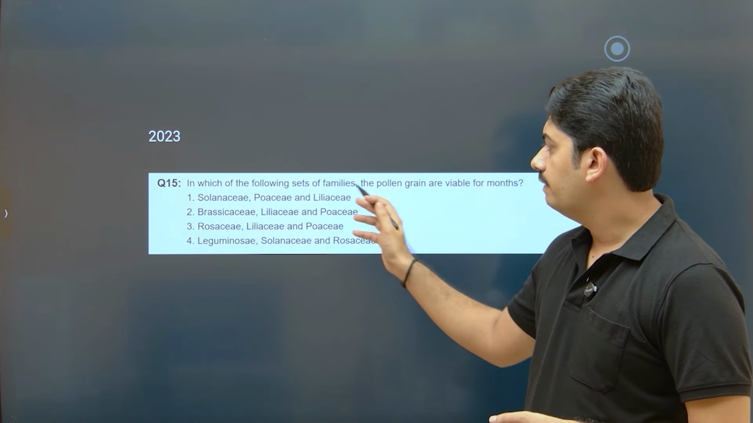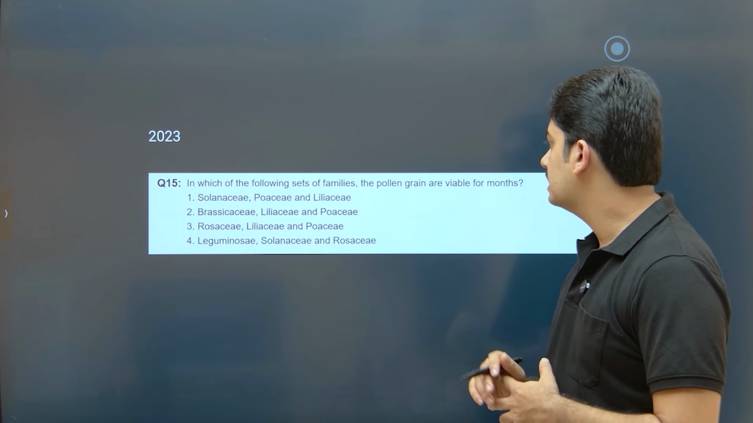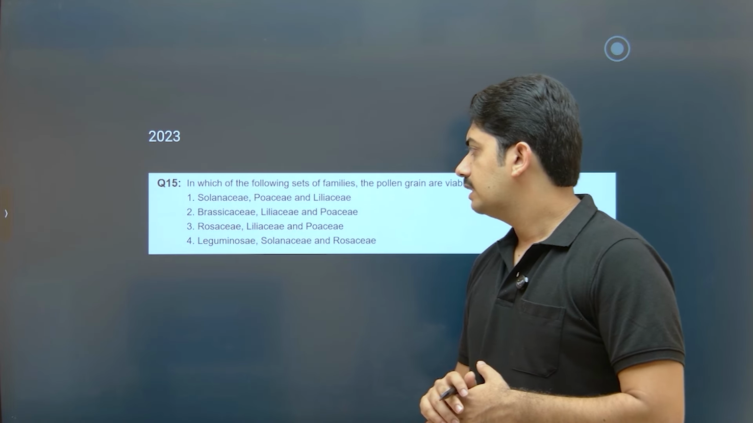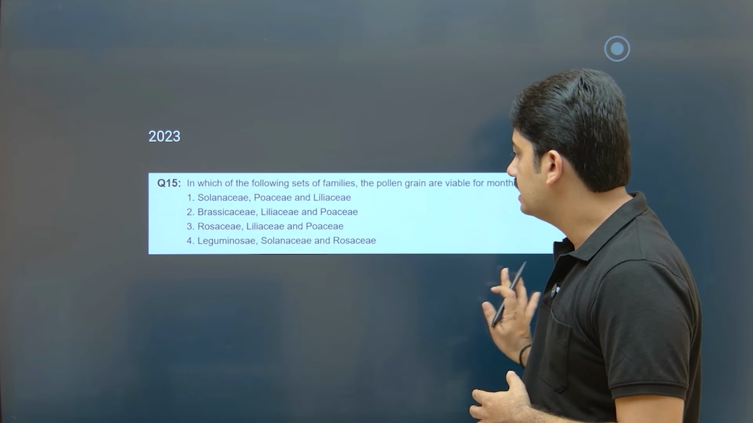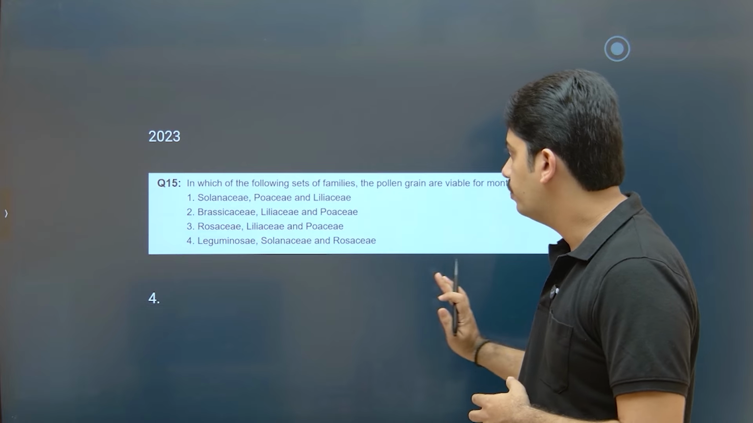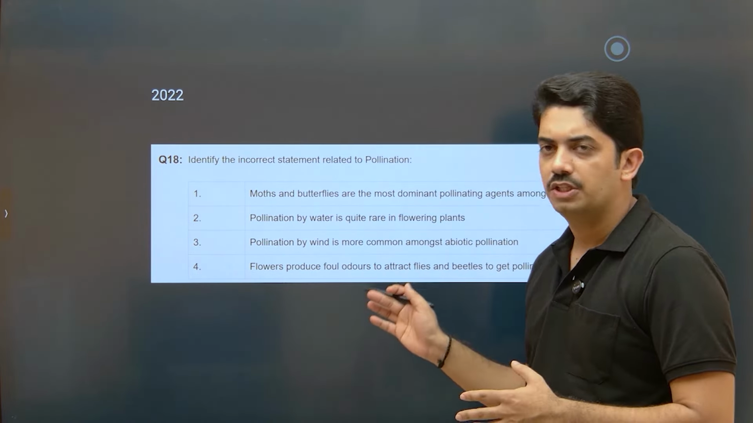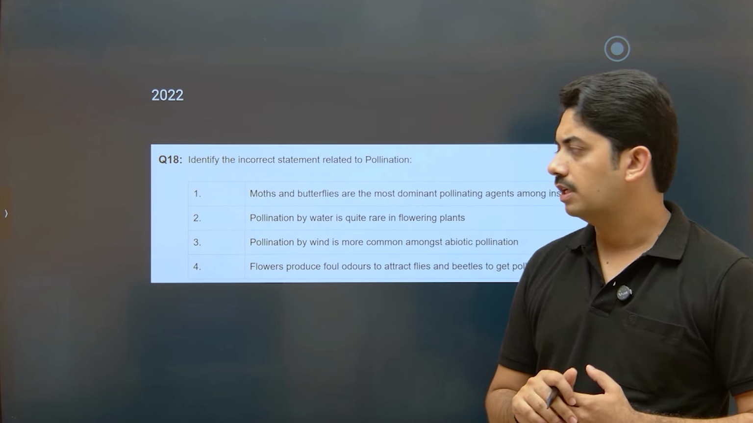In which of the following sets of families are the pollen grains viable for months? So this is nothing but Leguminosae, Solanaceae and Rosaceae, option 4. Identify the incorrect statement related to pollination. So these are the direct questions.